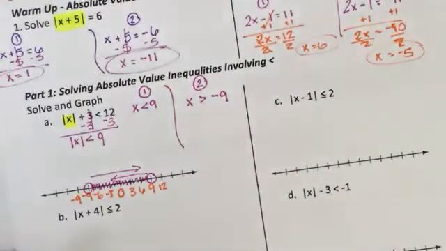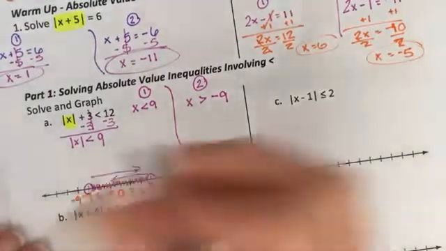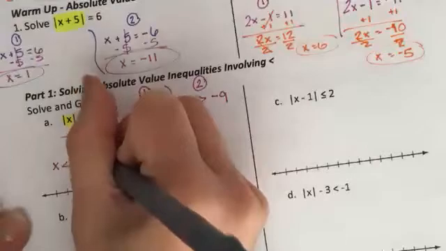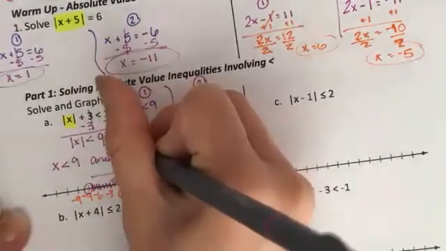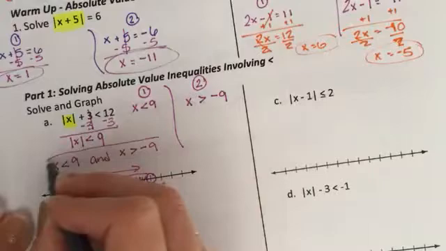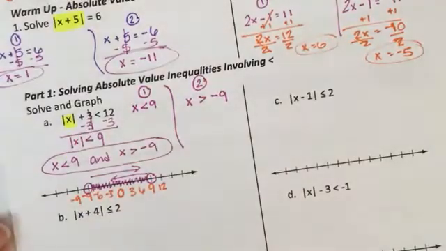Okay, and so this is an and. Remember, the and inequalities go together. So when I write my answer, X is less than 9 and X is greater than -9. I just took those answers and I put the and between it. Like that.